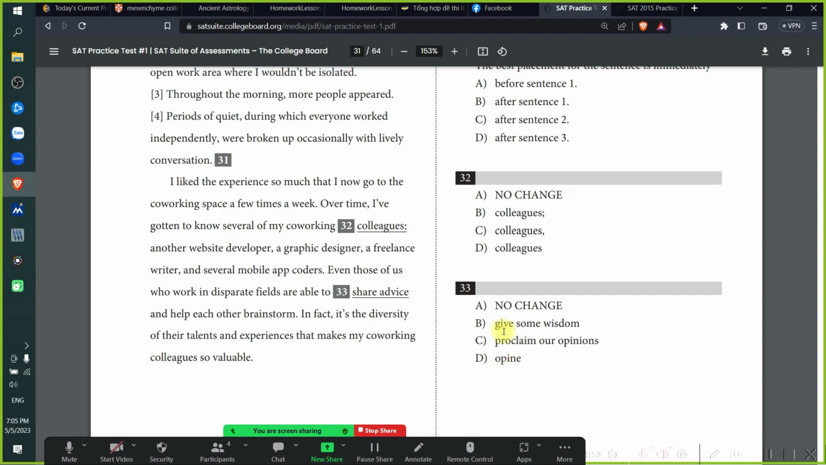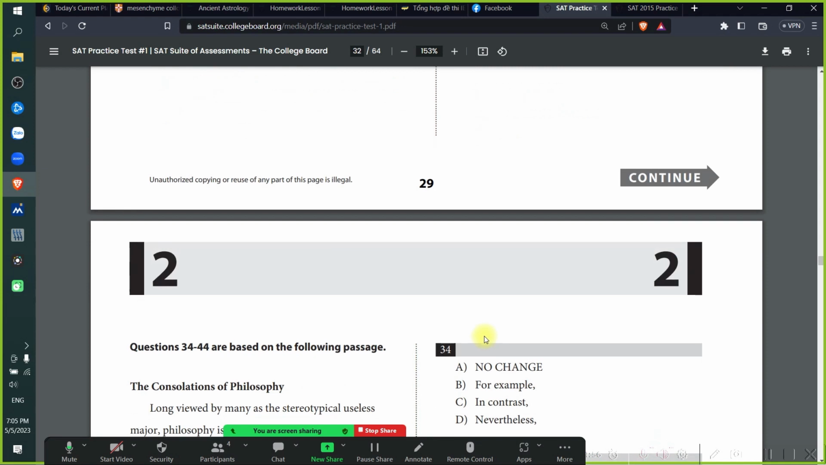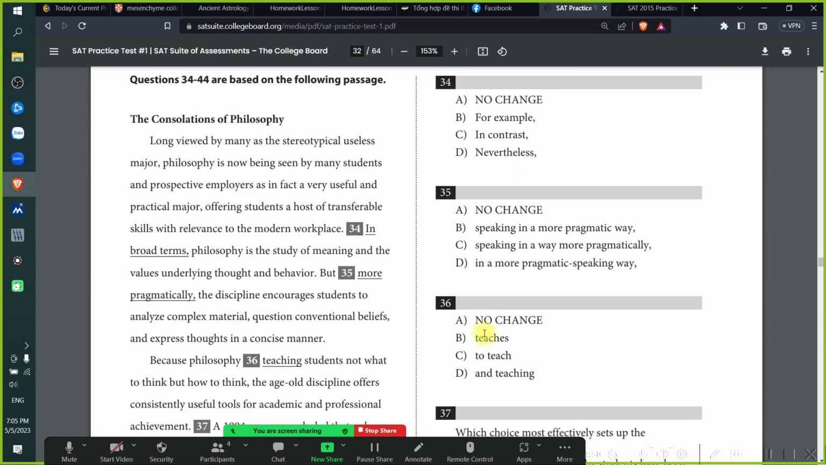All right, so 33 is no change. 34. The consolation of philosophy. Oh my god. Now it's about philosophy. Nói về triết học nha mọi người. So 34.